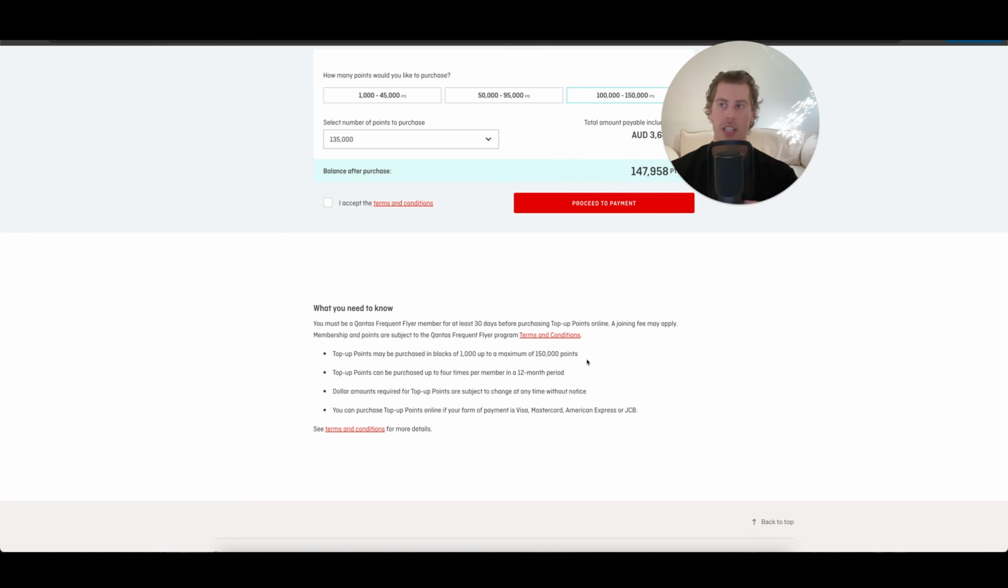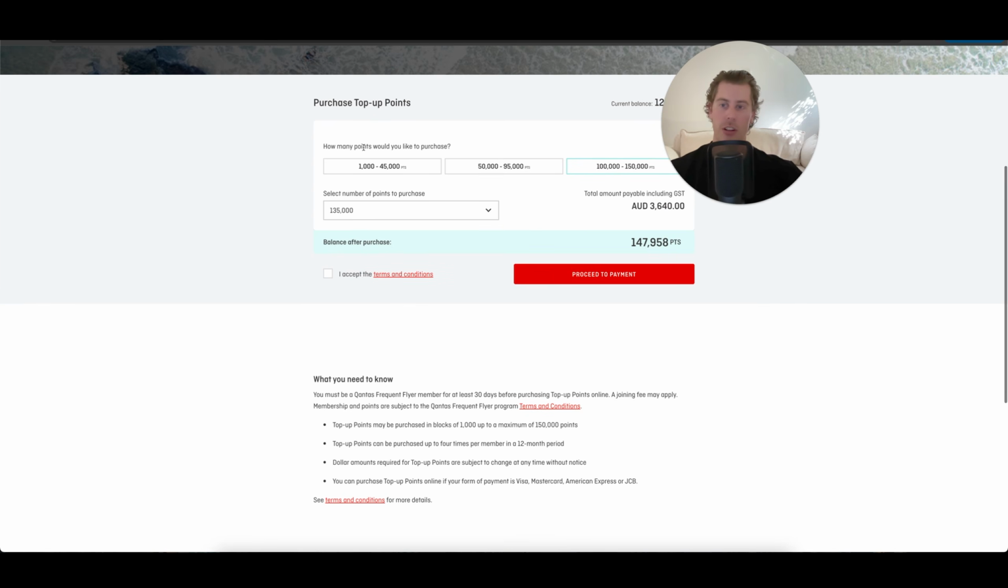The exception to that is when Qantas have bonus offers. So sometimes they will have a 50% bonus offer, meaning if we were to buy this 135,000 Qantas point amount during a 50% bonus offer, we would then get an additional almost 70,000 points, meaning we're going to buy 135,000 Qantas points, but we're going to unlock close to 200,000 Qantas points.